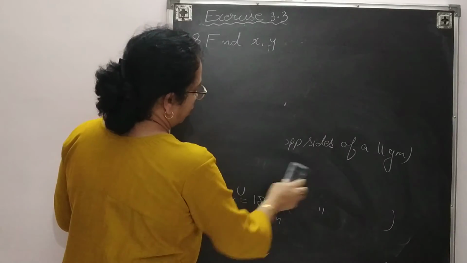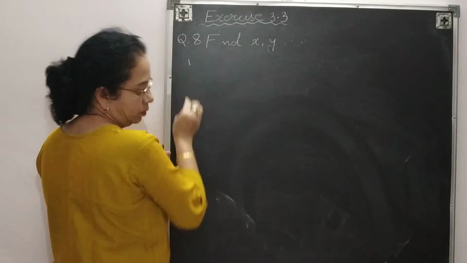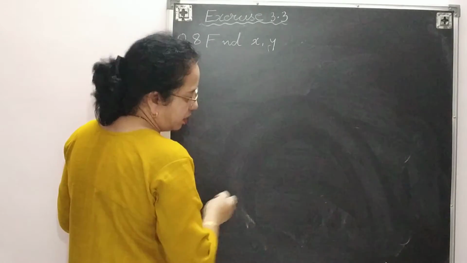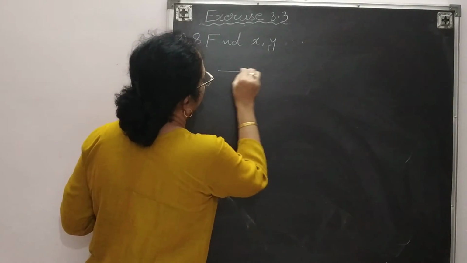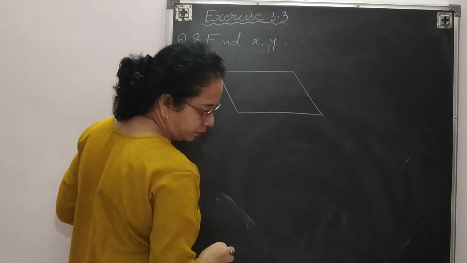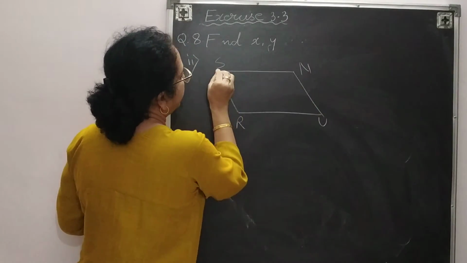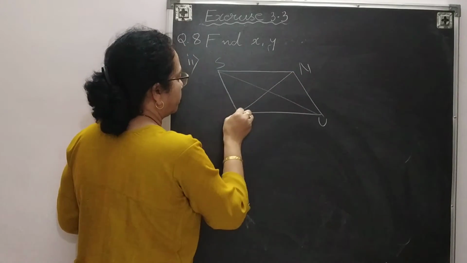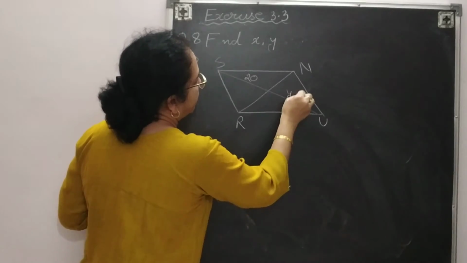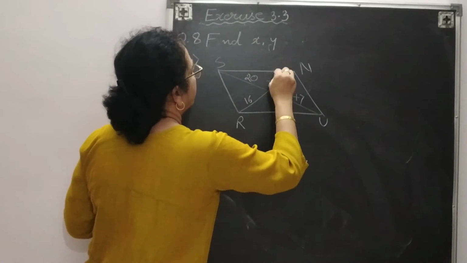Now the last question of today's session, that is B part or second figure of question number 8. Again here one parallelogram is given. The name is given RUNS. And here diagonals are given. So here it is given 20. This is y plus 7. This is 16 and this is x plus y.